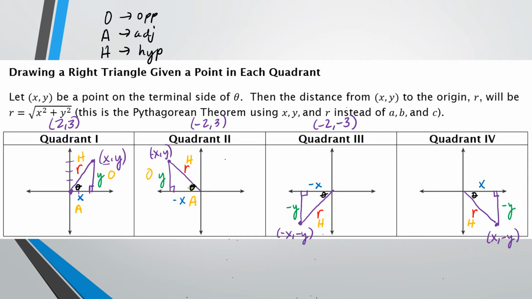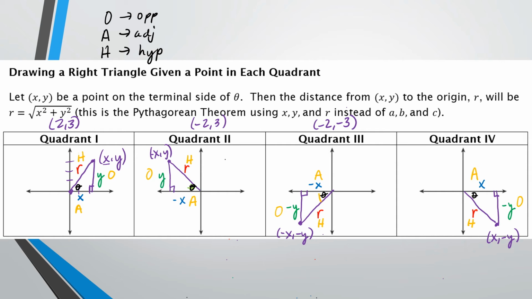If I'm looking at quadrant 3, here's my angle. If I look across from that, that's my opposite side, that's y again. And then A would be the x. And then, hopefully you're noticing a pattern here. It's the exact same thing. In quadrant 4, across from my theta is my y value, so that's opposite, and then that leaves x to be the adjacent side.